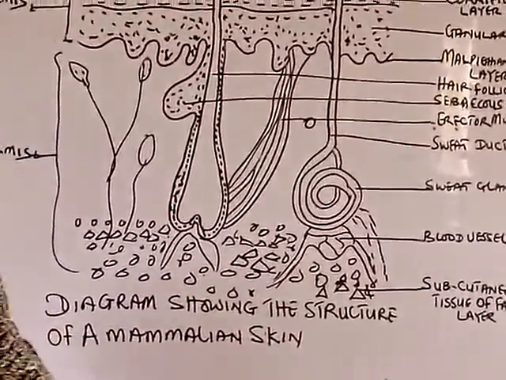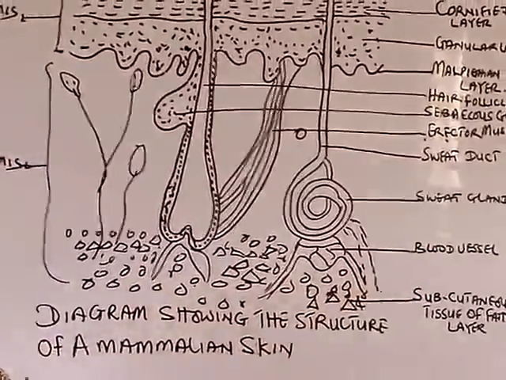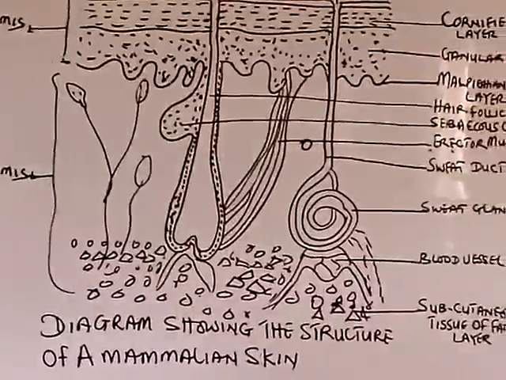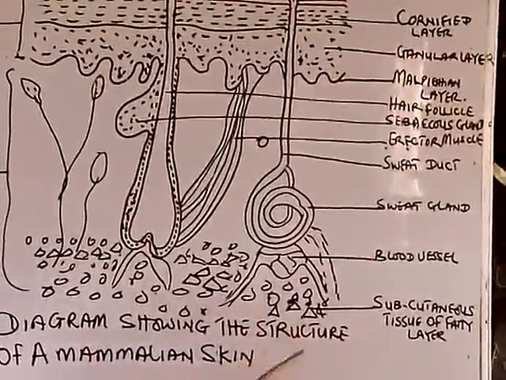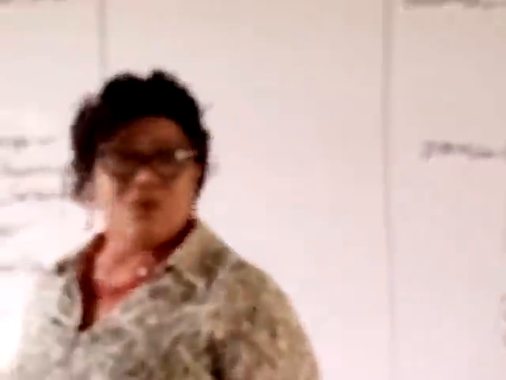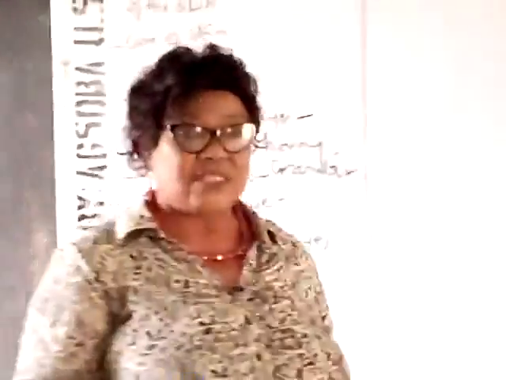erector muscles. We'll have the sweat gland. We'll have the sensory nerve endings. We'll have subcutaneous tissues, or what we call the fatty layers. Now, what are the functions? Why are they there? What can you say about them?